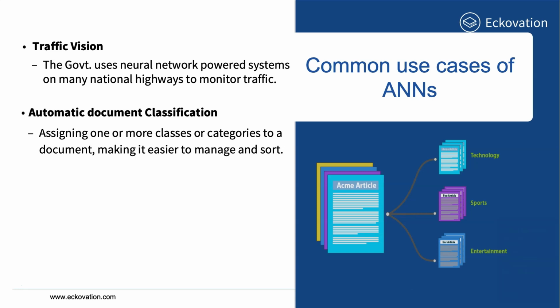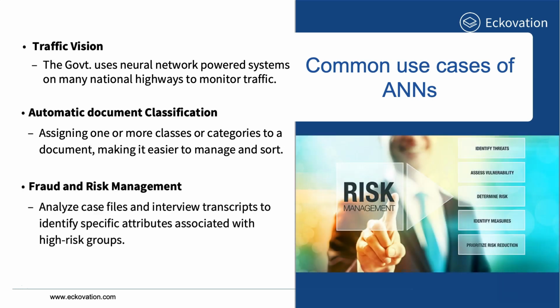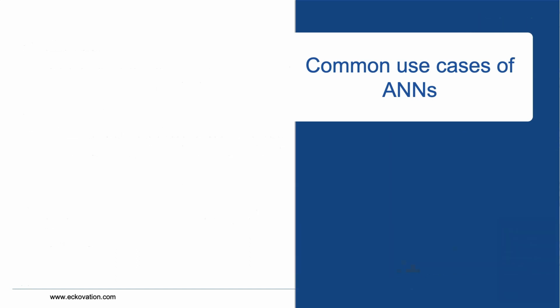Through the use of machine learning, Accenture was able to analyze case files and interview transcripts to identify specific attributes associated with high-risk groups. A solution was then implemented to monitor for suspicious transactions using these criteria. Similarly, artificial intelligence and machine learning have been helpful in many areas throughout the world and are continuing to expand to more and more areas.